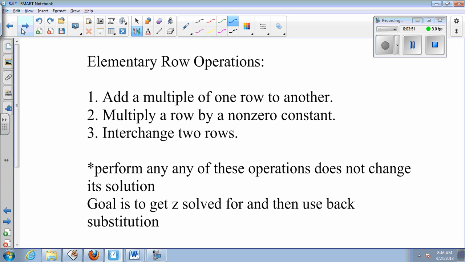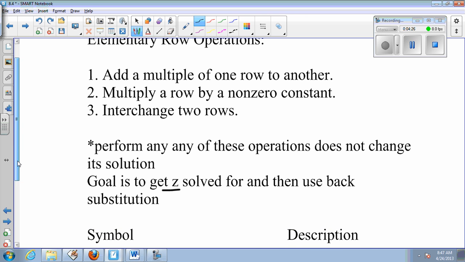So the whole point of using a matrix is to simplify it to solve for the variables. So we're going to be using what's called elementary row operations. So we can do the following 3 items. Add a multiple of one row to another, multiply a row by a non-zero constant, and interchange 2 rows. Doing any of these operations does not change the solution. The goal is to get z, which is our 3rd column, solved for, and then use back substitution to find the others.